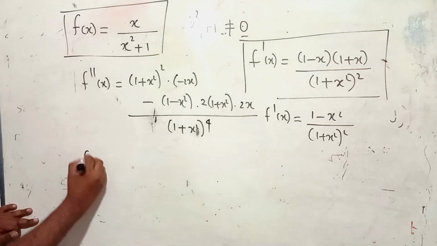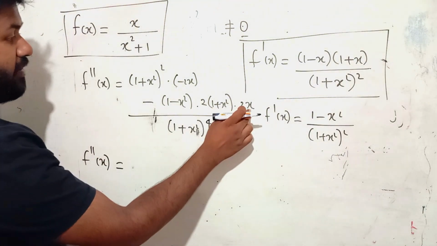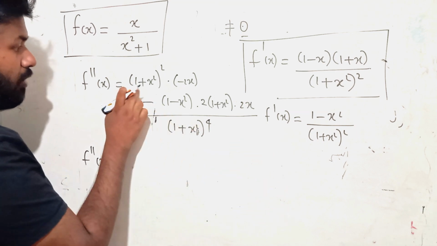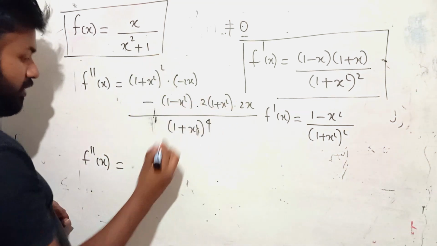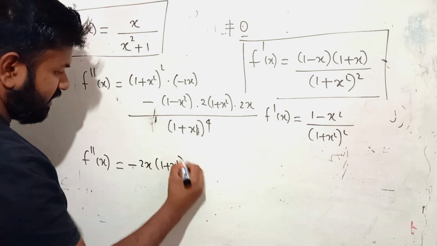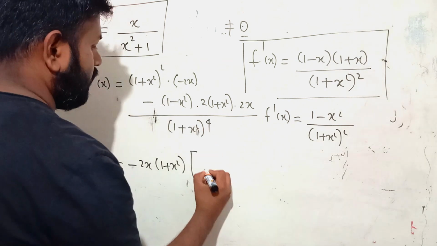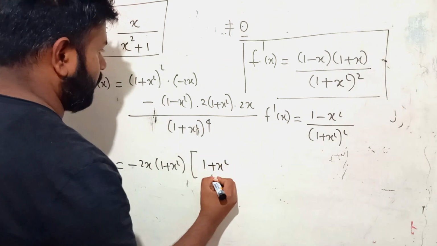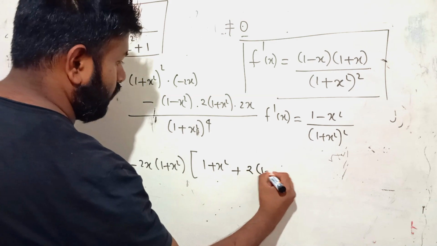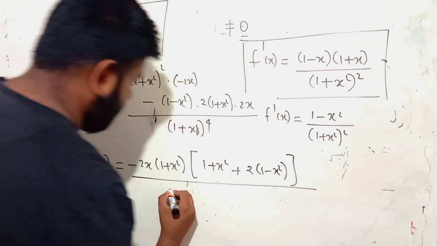If you simplify this one, there's a 2x here, and (1 plus x squared) whole squared over 1 plus x squared. So you can take negative 2x into (1 plus x squared) as a common factor. If you do so, here you'll have 1 plus x squared plus 2 times (1 minus x squared). Simplify it as much as you can.